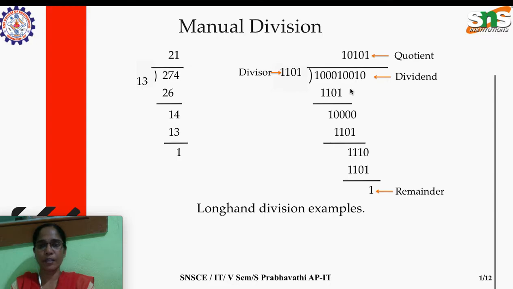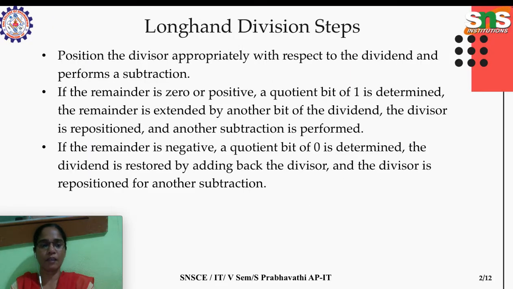In the binary system everything is in terms of zeros and ones. If we subtract and get the remainder as 0 or positive, then we put the quotient as 1. Then we bring down the next dividend bit, and the operation gets repeated until we reach a number which is less than the divisor, is it not? This is the manual division we used to do in our day-to-day life.